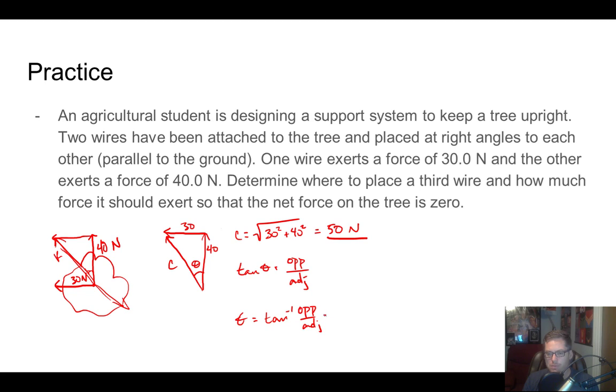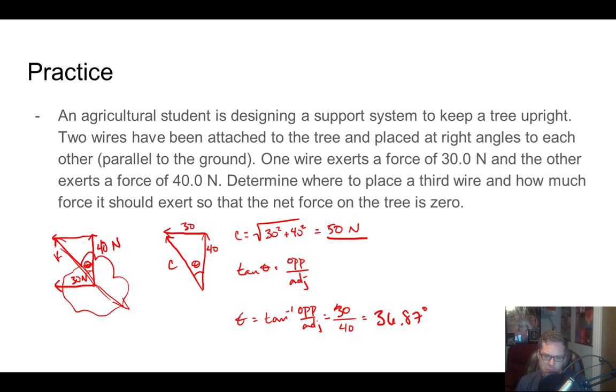Okay, so our opposite value is 30. And our adjacent is 40. If we plug those into our calculator, we'll say inverse tangent of 30 divided by 40, and I got 36.87 degrees. Now let's think about where that angle is. That angle is right here, but we want the exact opposite of that.